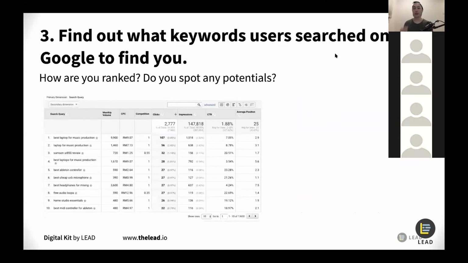Now the next thing to do, I've got four tips for you today. This is the third one. The third one is to find out what kind of keywords users search on Google to find you. So you have a site today, and some of you say, oh, organic search is good. But how do you know what users actually search for to find you?